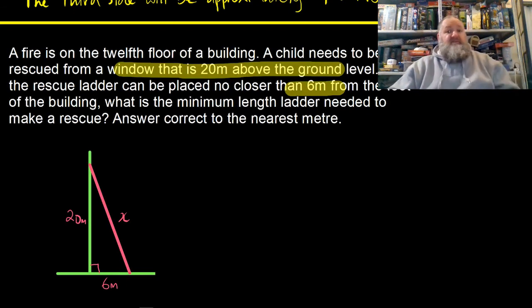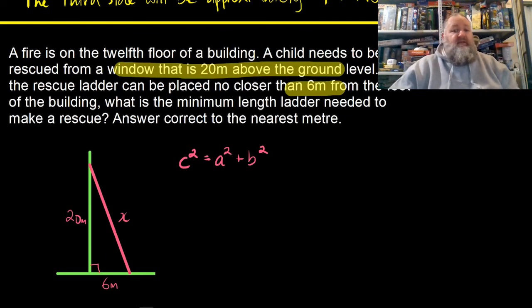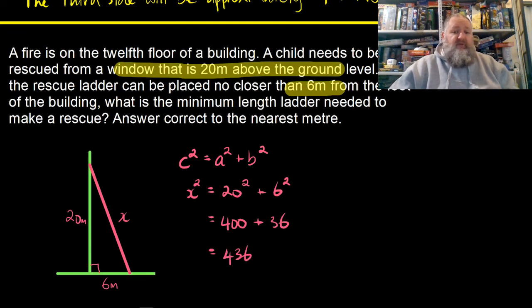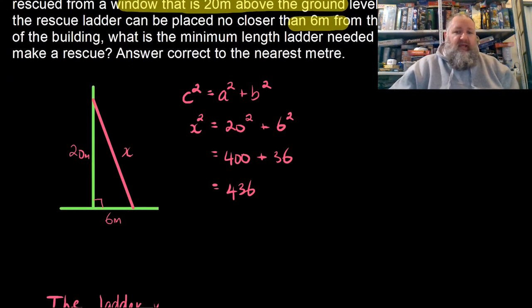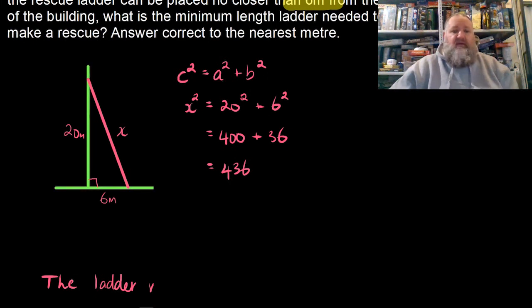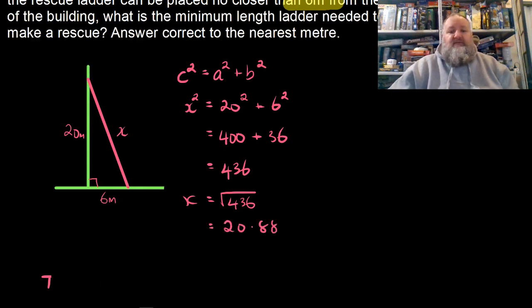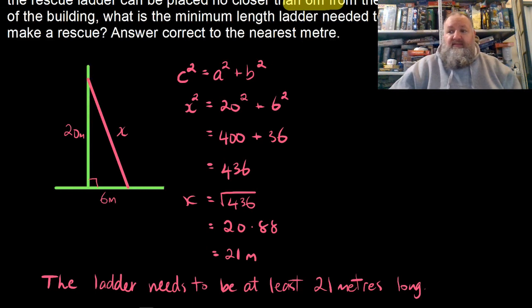So once I've got my triangle, same process. I will write down my formula. I will then substitute in all of my values. I'll calculate what I can to the point where I've got what x squared is. Now I need to find my value for x by doing the square root of that value, which is 20.88, which is about 21 meters. And of course, because it is a worded question, it needs a worded answer. So the ladder needs to be at least 21 meters long.